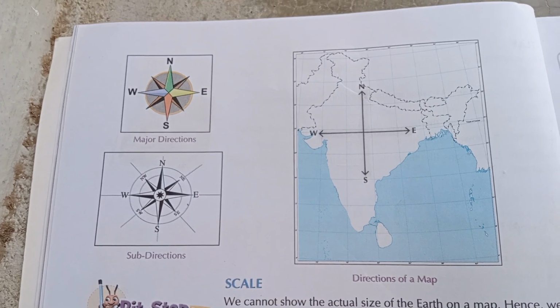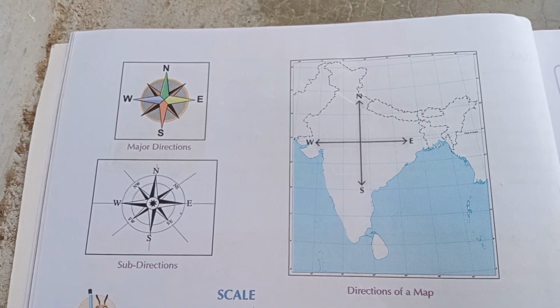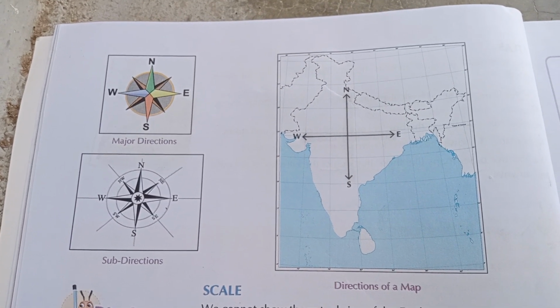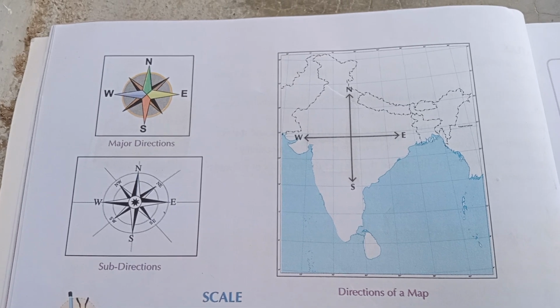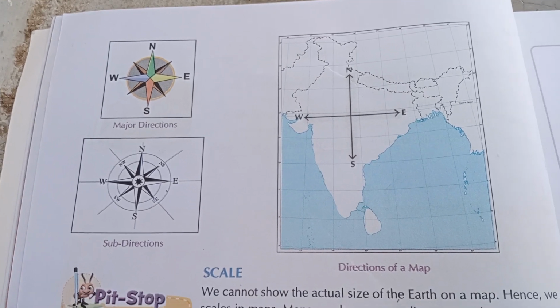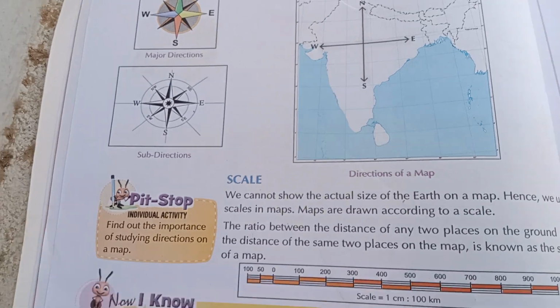So these are all the sub-directions. We learned the major directions and sub-directions. This is the directions of map. You have to go through your books. Let us see the book exercise now.